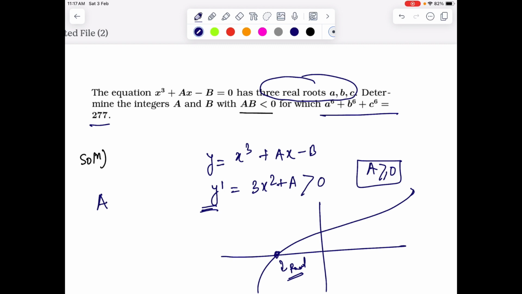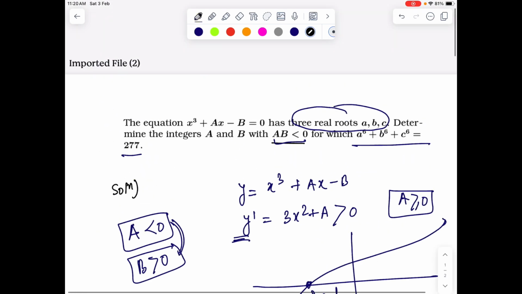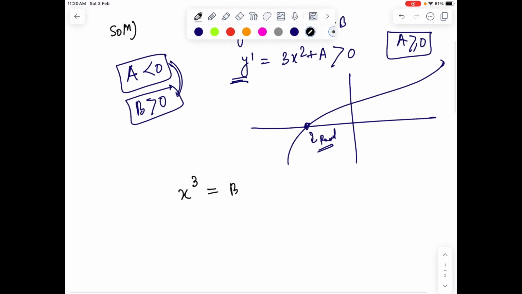So for 3 real roots of this cubic, a necessary and sufficient condition must be a less than 0. Even equality to 0 is not allowed because ab is less than 0. Right? Now we'll use Newton's sums to find the higher power of roots.